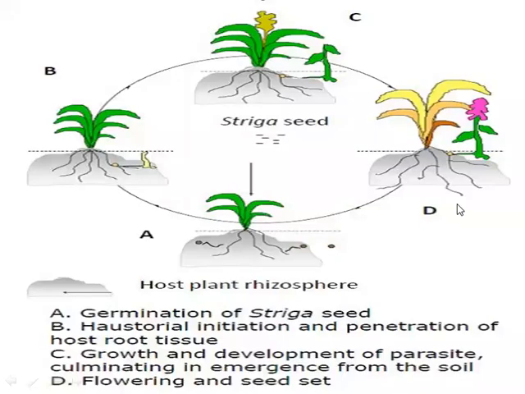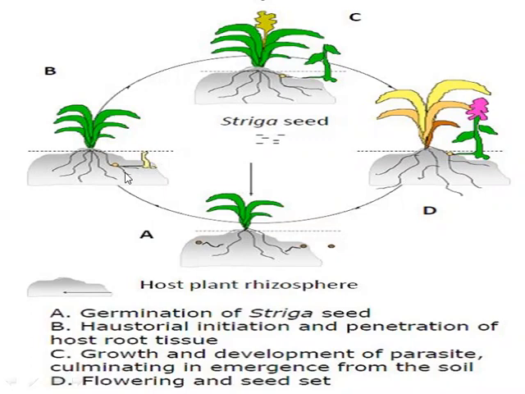Let us see the Striga life cycle. The host plant rhizosphere also produces this particular Striga, whereas here the germination of Striga seed is also seen. The Striga seeds are germinating here. After this germination of the Striga seeds, the haustoria is going to be produced from here.